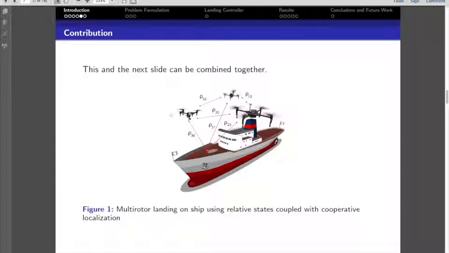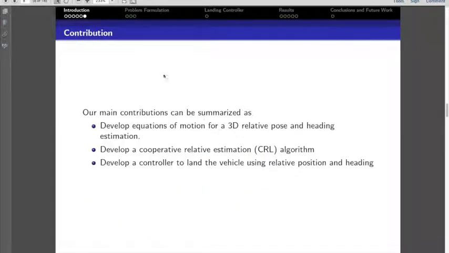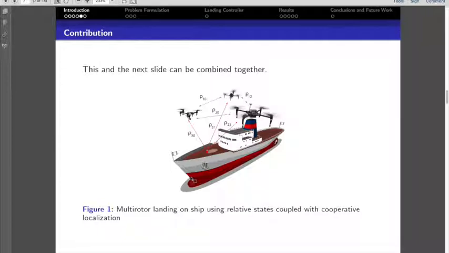So the main contribution is that you're trying to land a vehicle on a moving platform, something like a ship, and the idea is to do the 3D relative pose and heading estimation, and then develop a cooperative relative estimation problem. You develop a controller that uses those relative states to land the vehicle on the moving platform, and so that is the kind of problem that is the main contribution of this work. Okay.